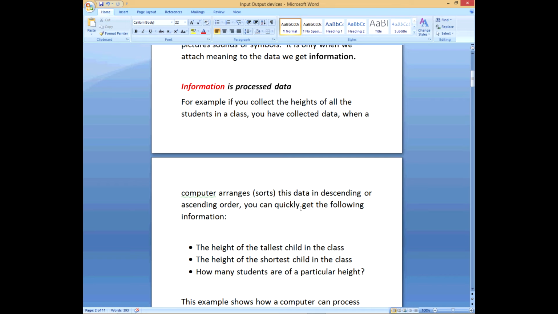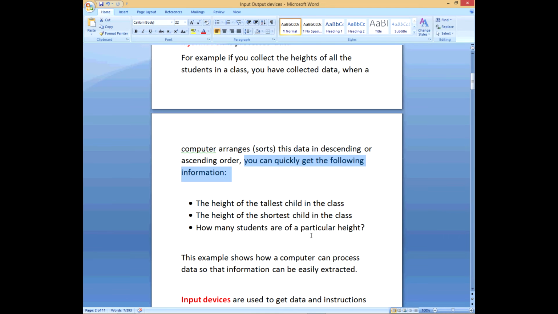You can quickly get the following information from this data. The height of the tallest child in the class, the height of the shortest child in the class, how many students are of a particular height in the class. So, by arranging the data, now if we wanted to find out everyone who was between, let's say, 4 and 5 feet tall, it would be easier to spot them because we arrange them in either ascending or descending order.